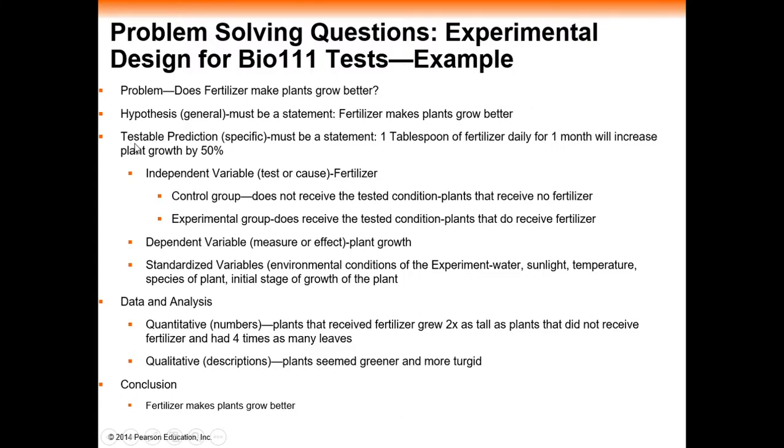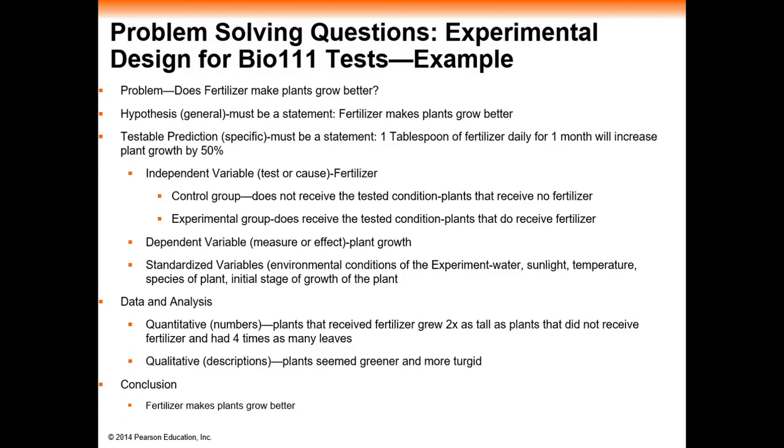Our testable prediction upon which our experiment is made is this: 1 tablespoon of fertilizer daily for 1 month will increase plant growth by 50%. Do you see how the hypothesis is general, in general we think plants grow better because of fertilizer, and the testable prediction puts some concrete numbers and conditions to test that hypothesis. 1 tablespoon of fertilizer daily for a month, plant growth 50%. Okay. Once we have that testable prediction, we can then determine our variables. Okay, so for our experiment, we're testing if fertilizer causes the effect of better plant growth.